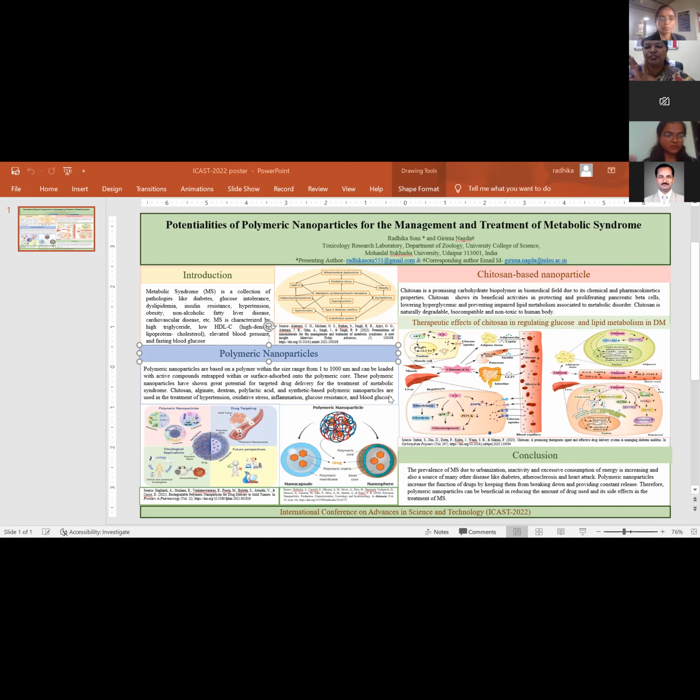Because this is a known fact that nanoparticles have more efficiency, and they can be tied with different things, but you have taken only one, chitosan-based. Yes, ma'am, it is used in many diseases, and scientists have already proved they are more efficient than metal-based nanoparticles. Yes. Okay.